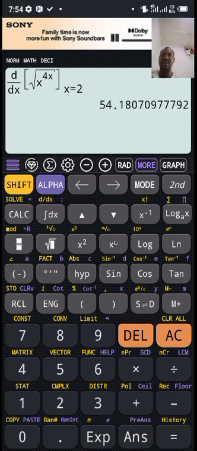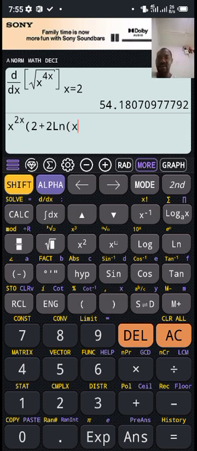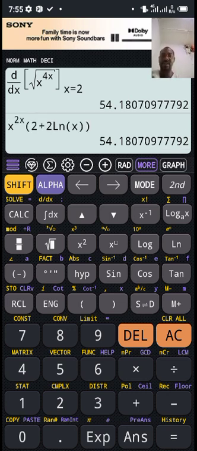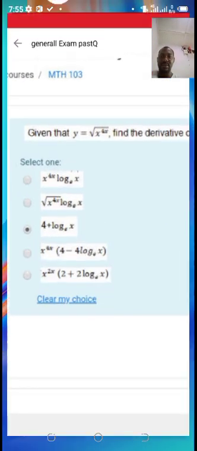So we got 58.14. So let's try the other one, which is x raised to power 2x. So that means alpha x raised to power 2x, then alpha x into 2 plus 2 ln x. That's alpha x. So close the bracket, close the bracket. You see that? Then press calc. Then 2 equal to. Did you see that we got exactly the same answer? So that confirms that that is the answer, for those of you that prefer using the calculator method.